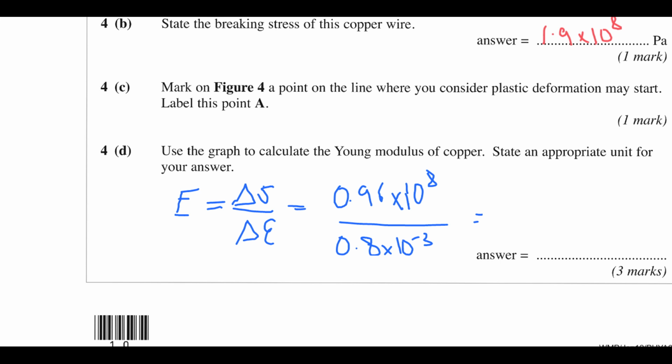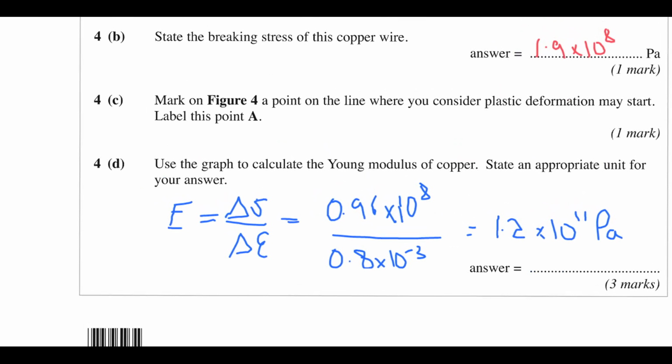And when we put those values in, let's calculate the answer. And we get an answer of 1.2 times 10 to the 11 pascals or newtons per meter squared. We could give either of those as the unit. Okay, so let's continue on.